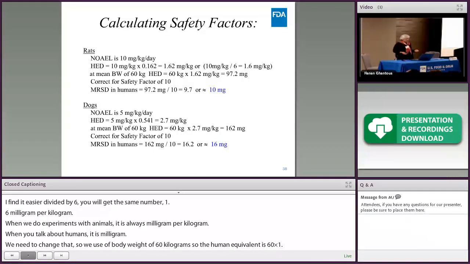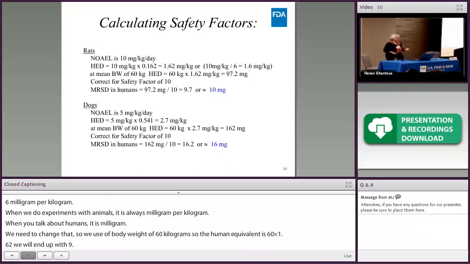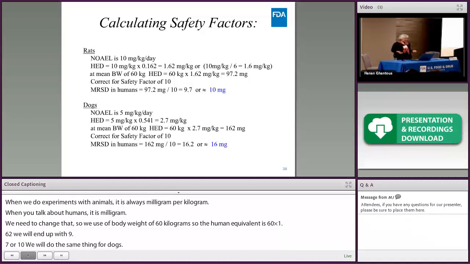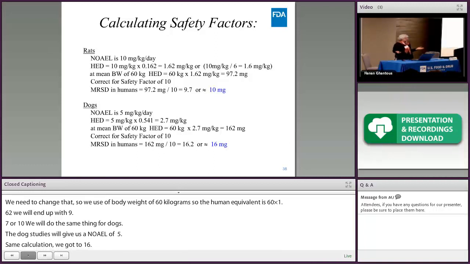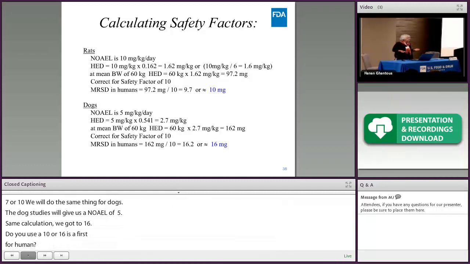We do the same thing for the dog. The dog study gave us a NOEL of 5, same calculation, and we got a 16. So now what do you recommend to the clinicians? Do you use a 10 or a 16 as a first dose in human? Come on. 10? Do I hear 10? Yeah, you always go with the safer. Go with the lower dose.